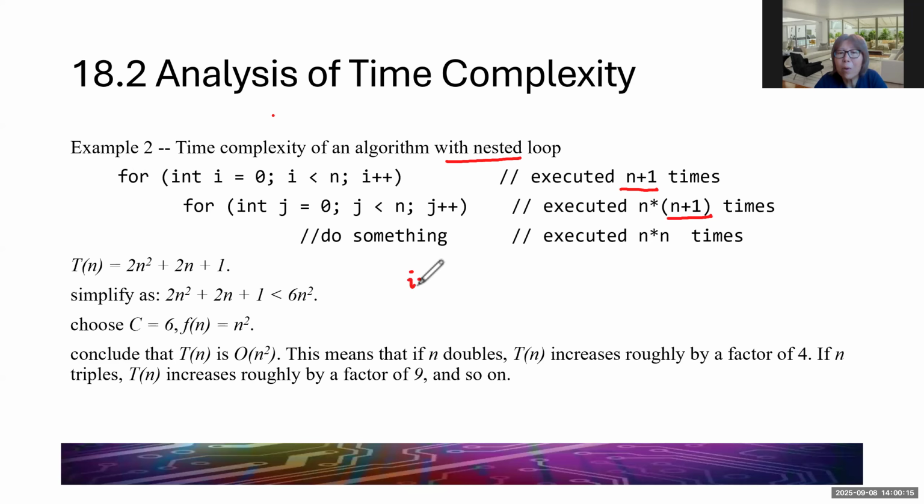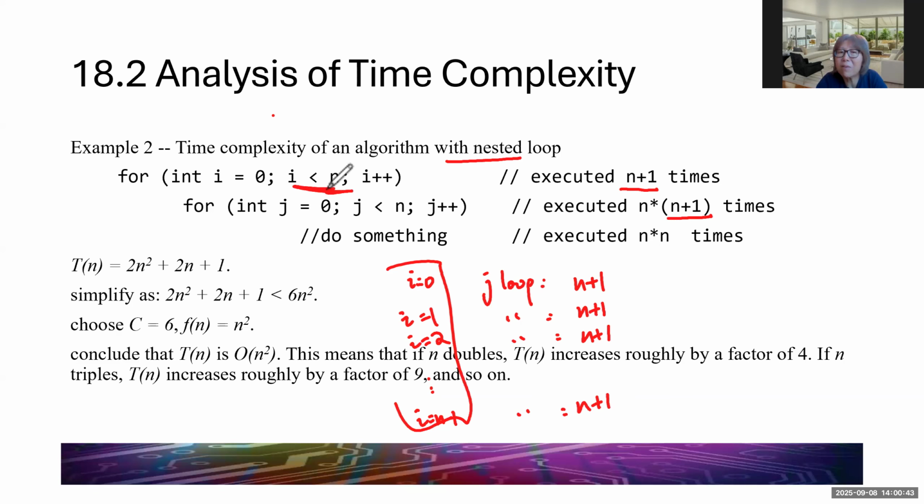Basically, when i is 0, the j loop will loop n plus 1 times. When i is 1, it will also loop n plus 1 times. When i is 2, it will also be n plus 1 times. And until i is n minus 1, it will loop n plus 1 times. So totally how many? It's based on the outer loop number of times, so n times. That's why this loop itself will be n times (n plus 1).